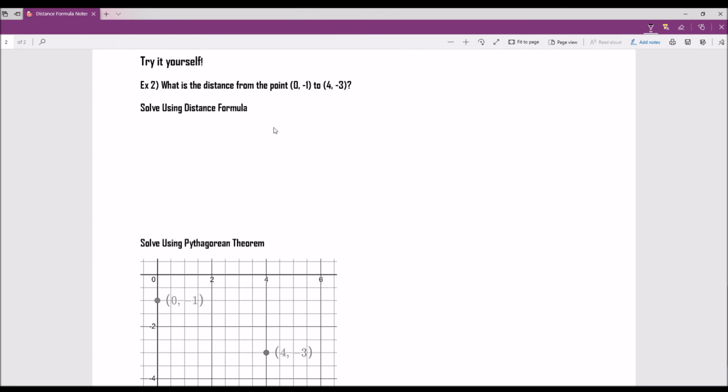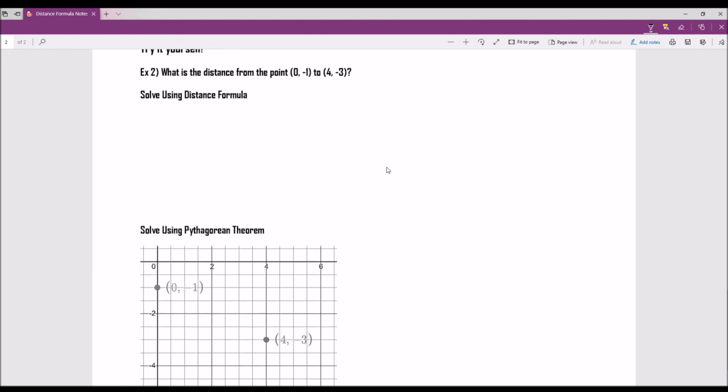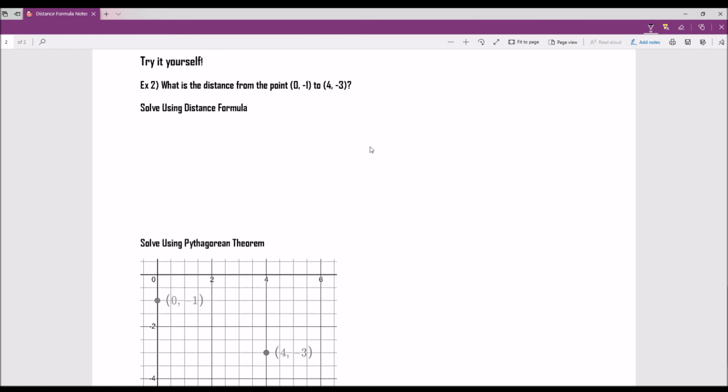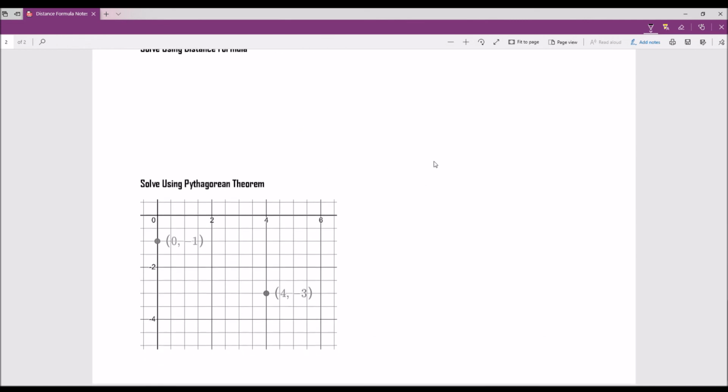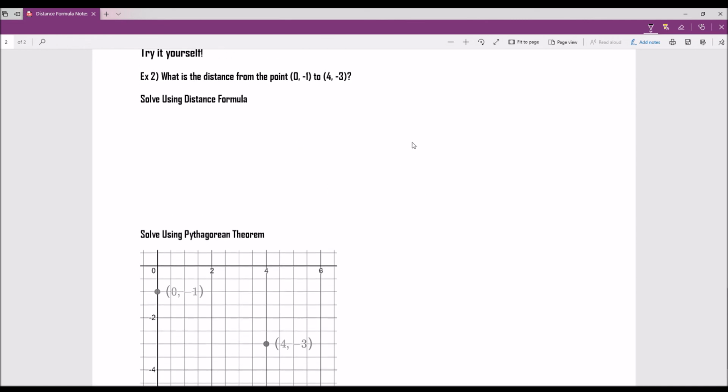So I've got another example here that you can try yourself. I have 2 more points, the point (0, -1) and the point (4, -3), and I want to find the distance between them. I would suggest trying it both ways on some scratch paper, seeing if you can do it, and then going ahead and continuing the video to check your answer.